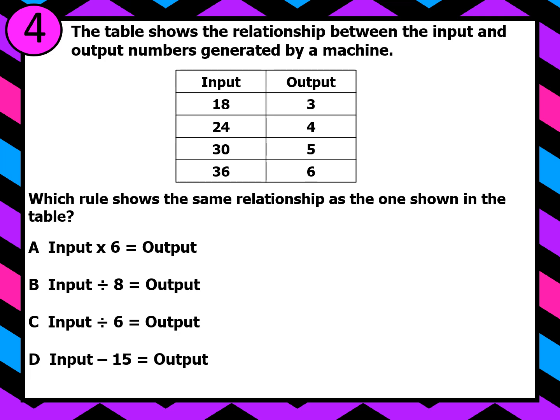Number 4. The table shows the relationship between the input and output numbers generated by a machine. Input, output: 18 and 3, 24 and 4, 30 and 5, 36 and 6. Which rule shows the same relationship as the one shown in the table? You have 30 seconds to answer this question. Go!